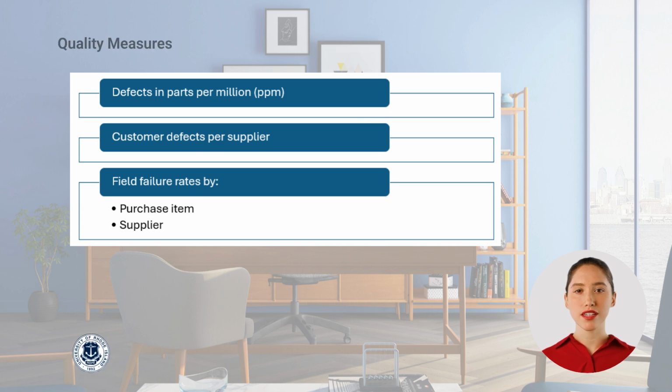Quality performance is often measured through indicators such as defects per million parts, customer defect rates associated with specific suppliers, and field failure rates. These measures help organizations evaluate supplier quality and identify areas for improvement.